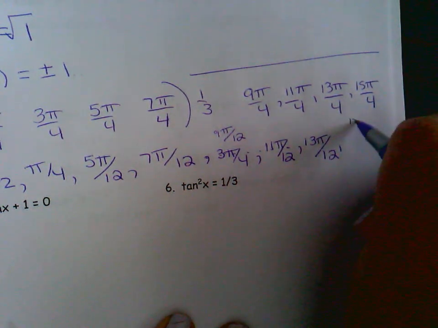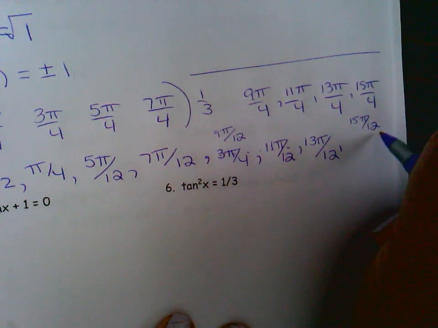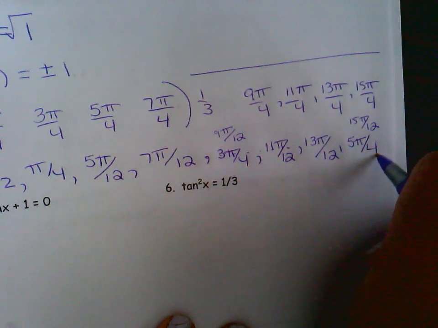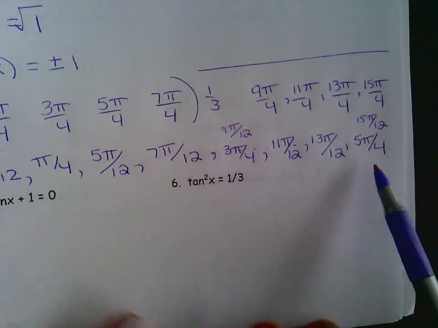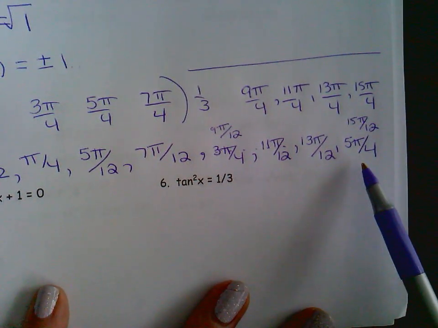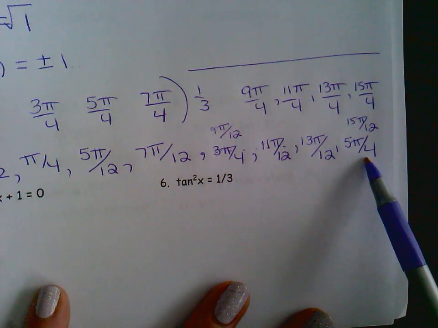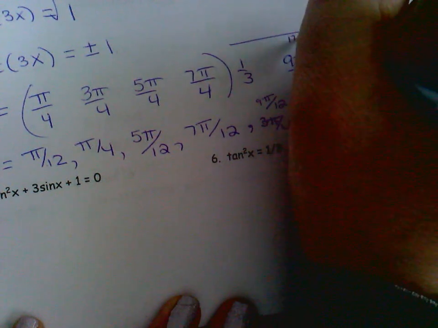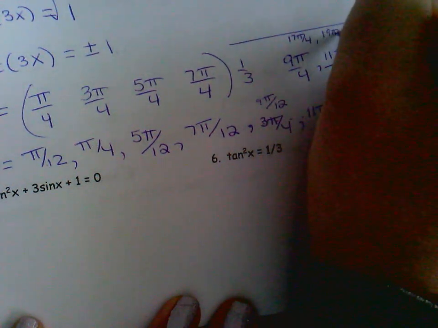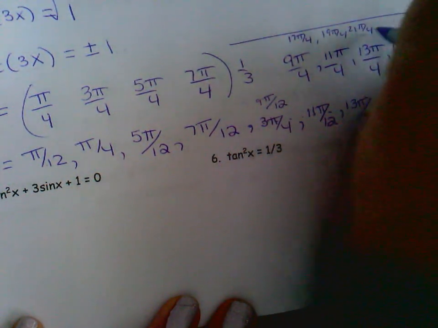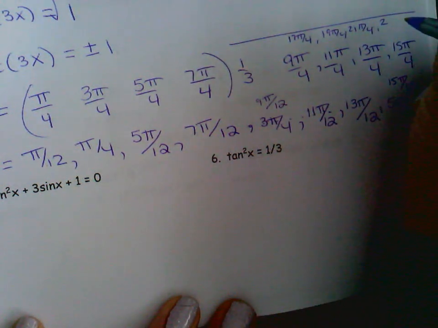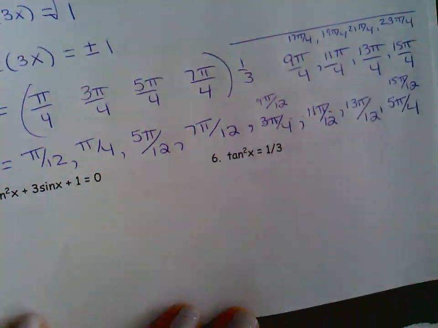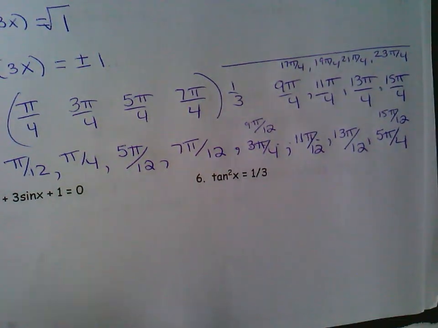What does 15 pi over 12 reduce to? Divide by 3, 5 pi over 4. So I still didn't hit my 2 pi answer. So I could go probably one more round, right? I could have gone 17 pi over 4, 19 pi over 4, 21 pi over 4. I don't think on flipped math they would have you go this far, but this is good practice of your unit circle.